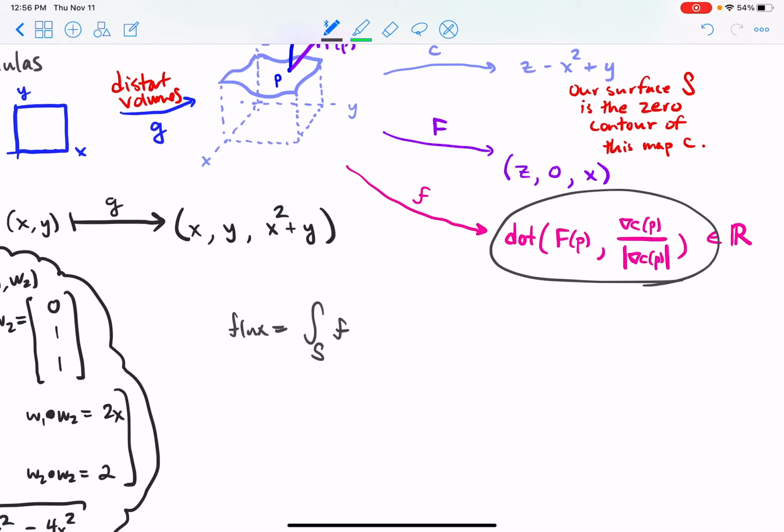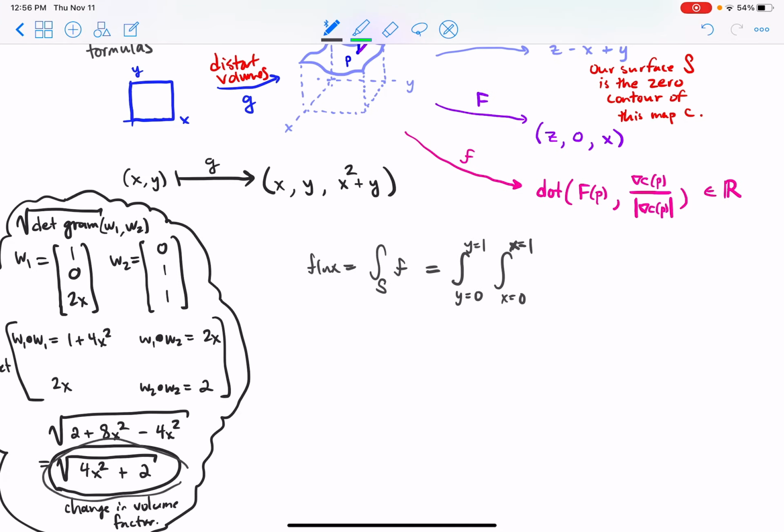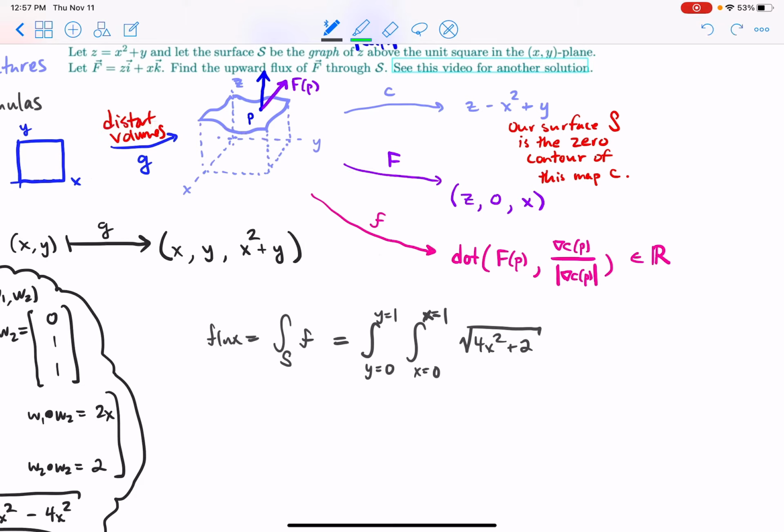F is this function. It measures how much the vector field goes through the surface in the normal vector. It measures that by a dot product. And we're going to pull it back to just go from y equals 0 to y equals 1, x equals 0 to x equals 1. And we have to account for the distortion volume, which is square root of 4x squared plus 2. And then times what? Well, f after g. Okay, so now we need to figure out what this is.